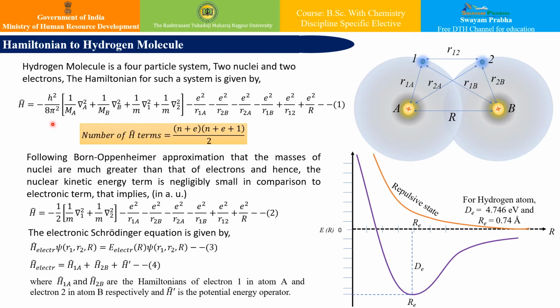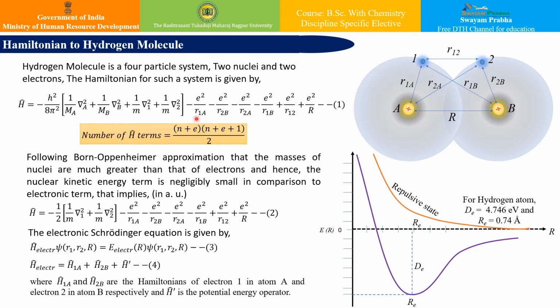Now if you see this Hamiltonian, the first bracket deals with the kinetic energy of the moving particles in this molecule. Capital Ma and capital Mb are the masses of hydrogen atoms A and B respectively, and we have indicated small m as the mass of the electron. These two terms indicate the kinetic energy of the nuclei. These two terms indicate the kinetic energy of the electrons. And the remaining terms are the potential energy terms.